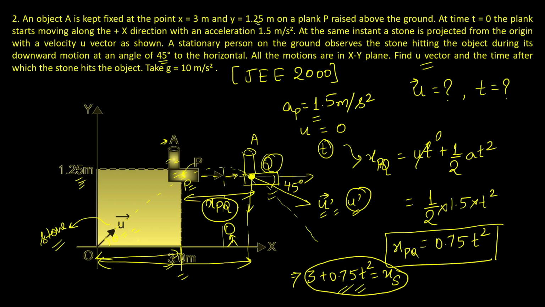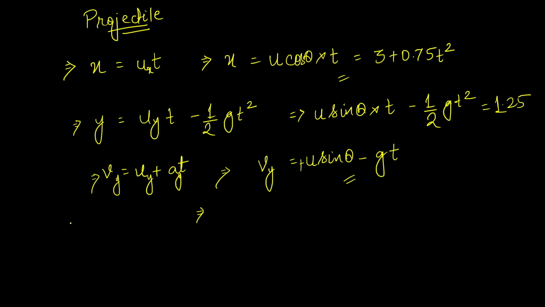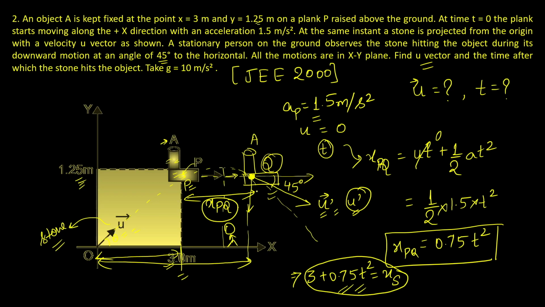So x direction velocity is u cos theta and y direction is u sin theta. But we also know that x direction velocity for a projectile motion is not going to change, it is constant. Why? Because in the x direction the acceleration is 0. So x direction velocity is what? U cos theta, and that is equal to the x direction velocity at this point Q over here.